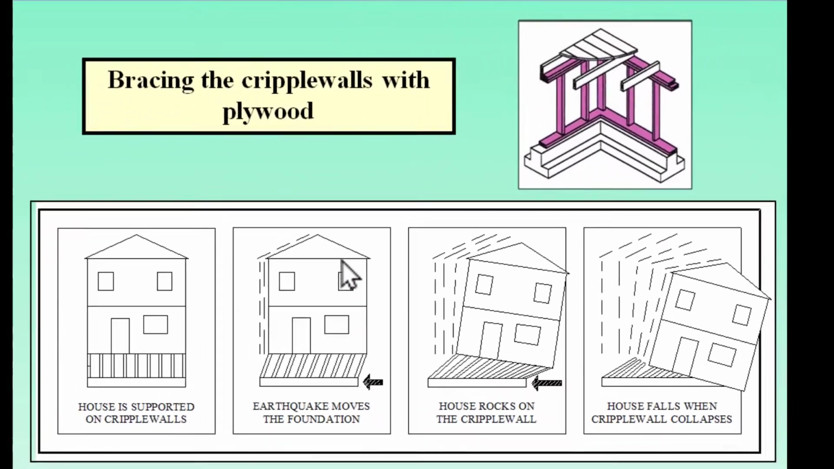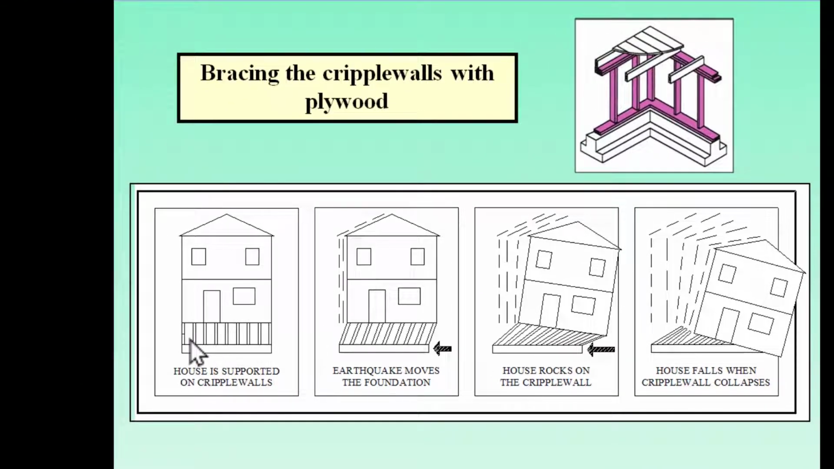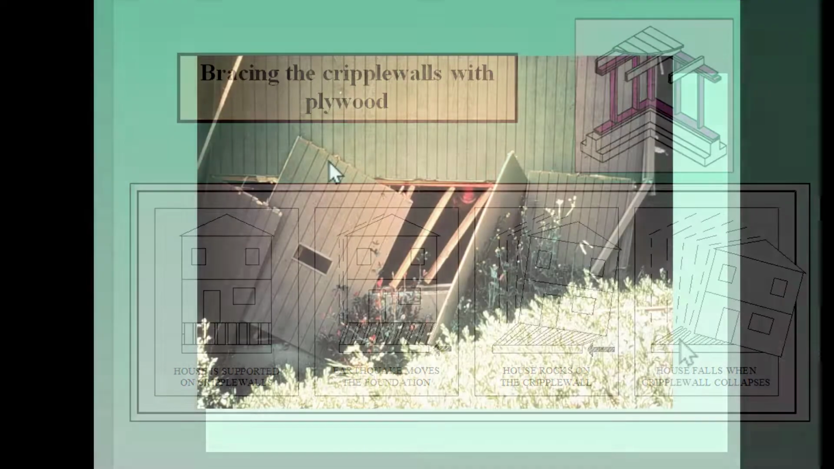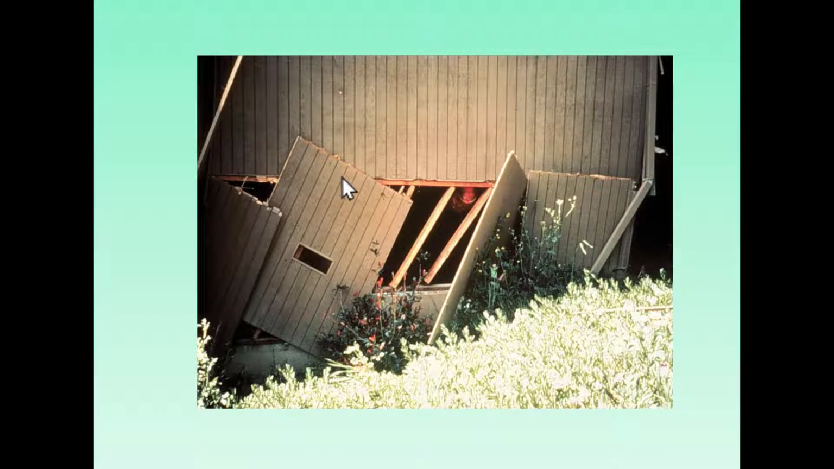Now what happens is they collapse. So here we see the cripple wall standing. This is no earthquake here. And then over here it starts to shake, and the cripple wall starts to lean, and then over here it leans even more, and then finally the whole thing falls off the foundation. So right here you can see how the cripple wall collapsed.